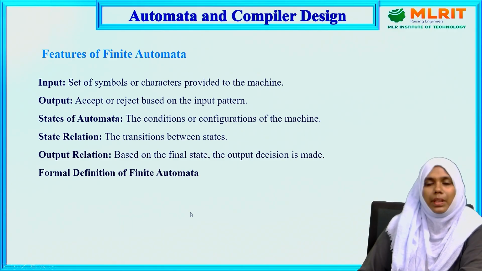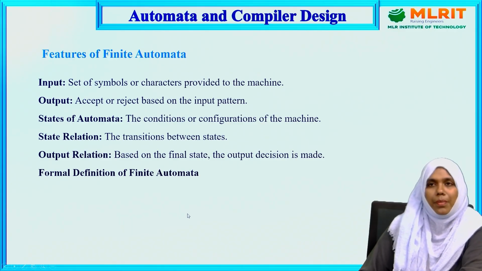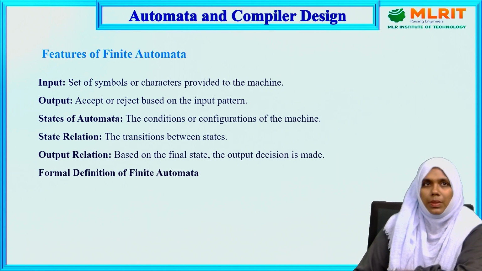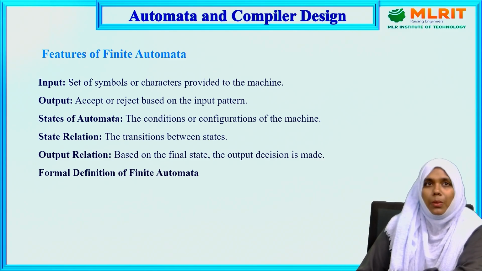Now, what are the different features of the finite automata? As we discussed in the diagram, they are input, output, the set of states of the automata, the state relation, and the output relation. Input is defined in terms of symbols, alphabets, or characters provided to the machine.